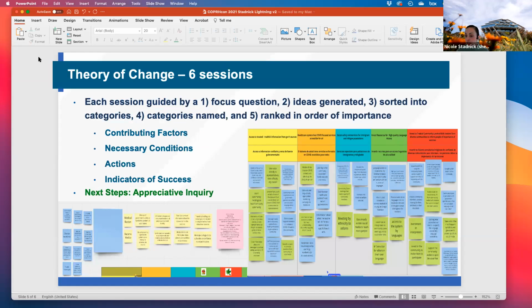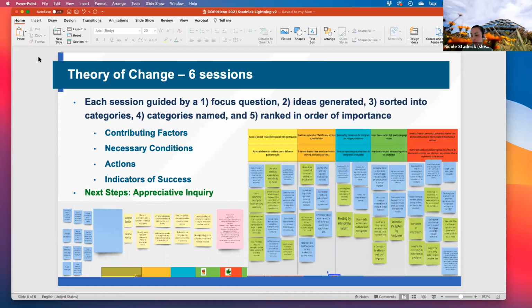So each of the sessions was guided by a similar format. There was a focus question posed, ideas were generated. We broke out into separate rooms to discuss those ideas. We came back as a full group to sort the ideas into different categories, and we named the categories, finally ranking them in order of importance.